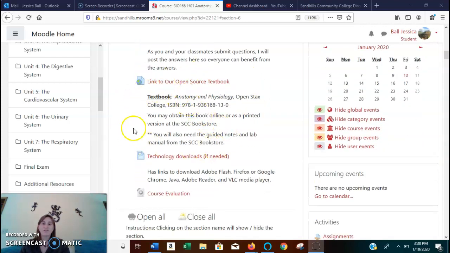So this is the textbook that we're going to be using. If you've taken 165 or the first portion of Anatomy and Physiology from Sandhills Community College, this is the same book. At the bookstore, we only have printed out the material that we require the traditional students to need for this class. So you're more than welcome to buy a copy of that at the bookstore. You already have to go to the bookstore to buy your lab notebook.